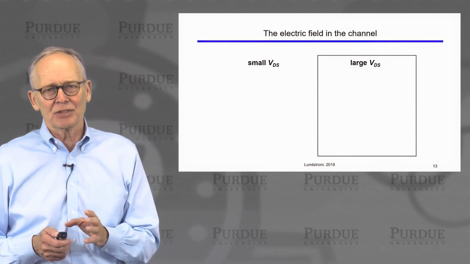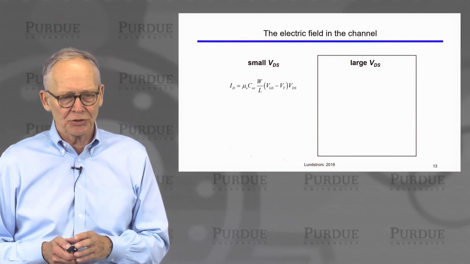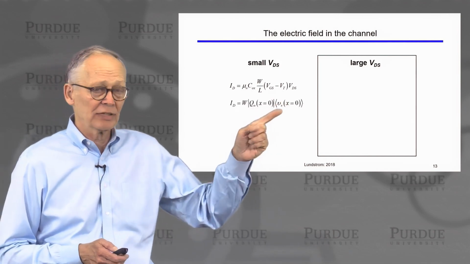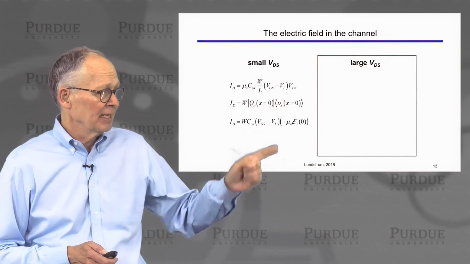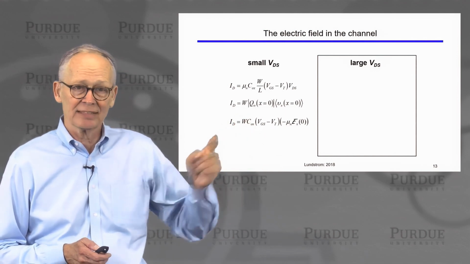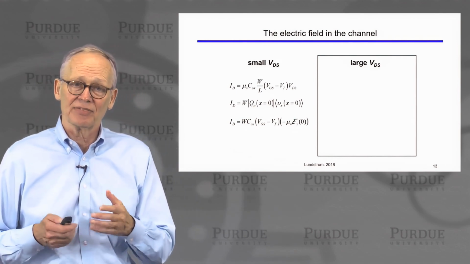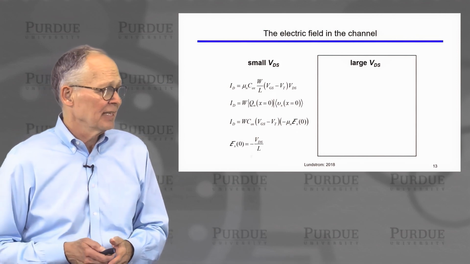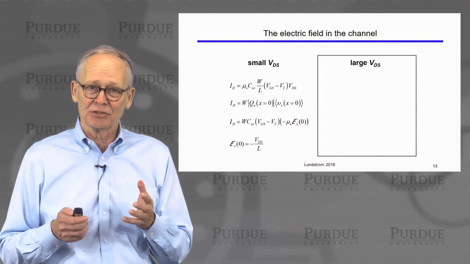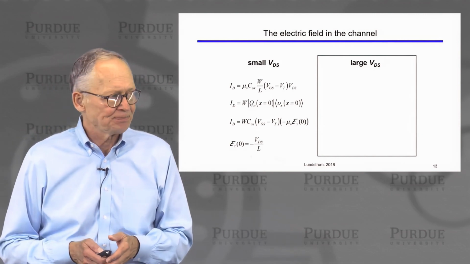Now, it's also interesting to look at the electric field in the channel. Let's do it under small drain to source voltage first. We have an expression for the linear region current. We know that current is charge times velocity. We know that the charge is Cox times (Vg minus Vt). The velocity is minus mobility times electric field. We can put these together and solve for the electric field at the source. And we find that the electric field, as expected, is in the negative direction. It's just the drain to source voltage divided by the channel length. That's what we assumed in the previous lecture.